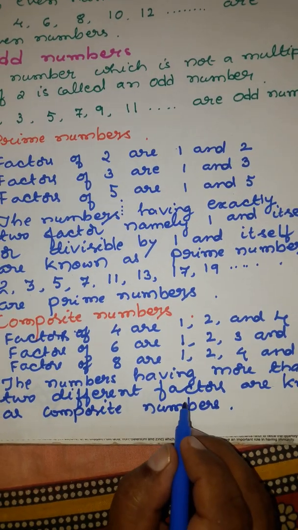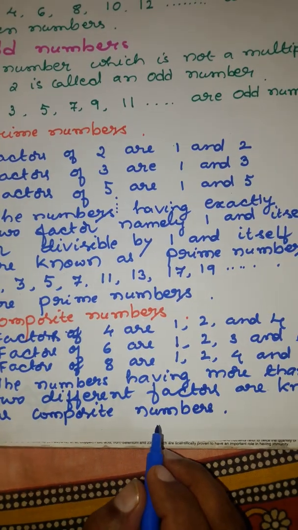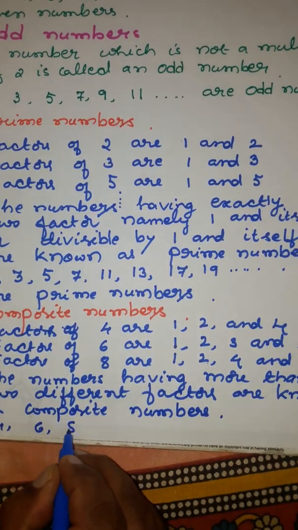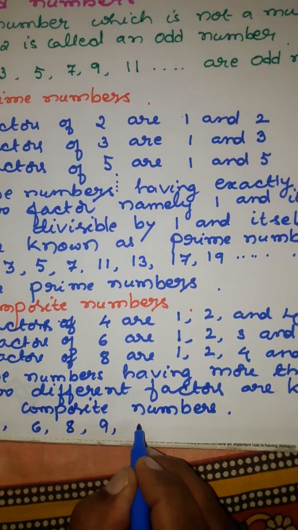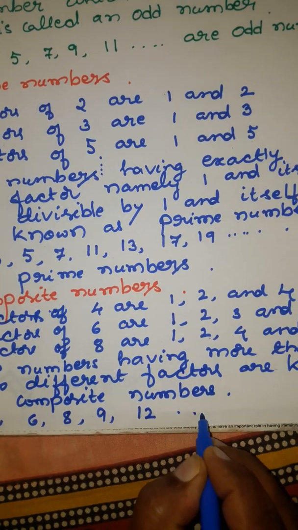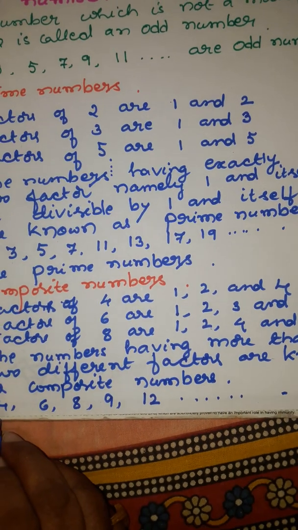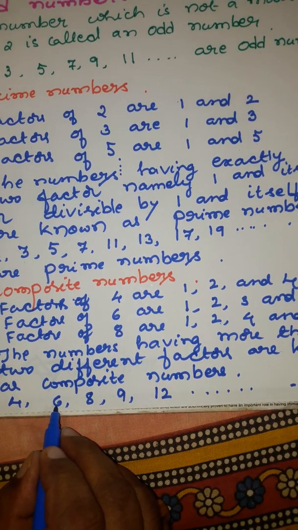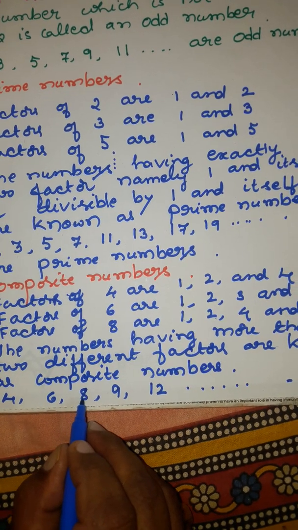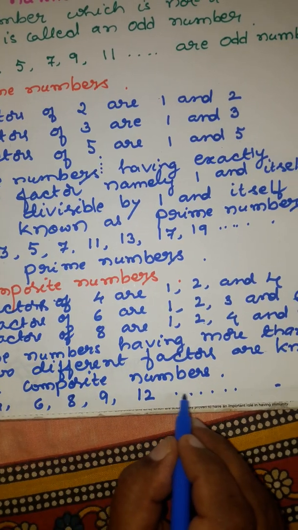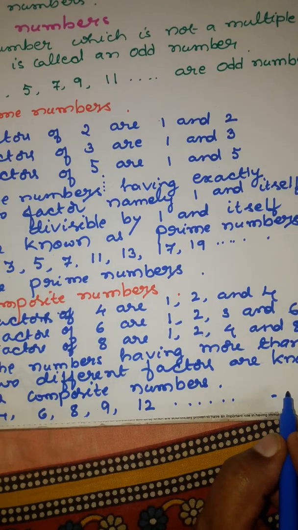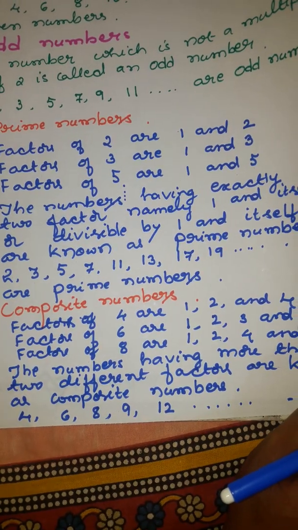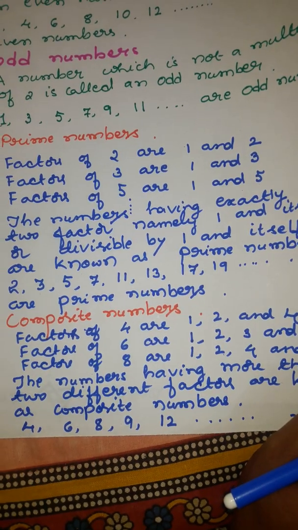So let me give the example for composite numbers: 4, 6, 8, 9, 12, and so on. See, 4 has more than 2 factors, 6 has more than 2 factors, like that 8 and 9 and 12, they have more than 2 factors. Now, an important thing I want to tell you about prime numbers and composite numbers.